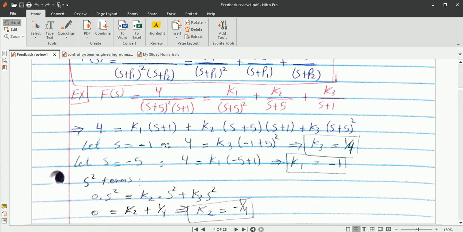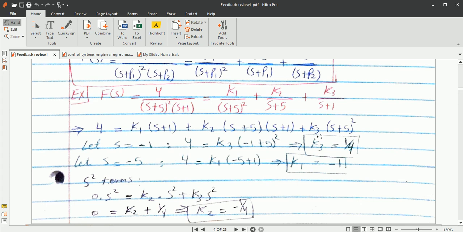Yes, for the s square you first have to find where is s square. Here s square, because multiplied, this is s square. So here is k2 into s square, and here you have s square because s square plus 25 plus 10s, if you expand it: a plus b whole square is equal to a square plus b square plus 2ab.